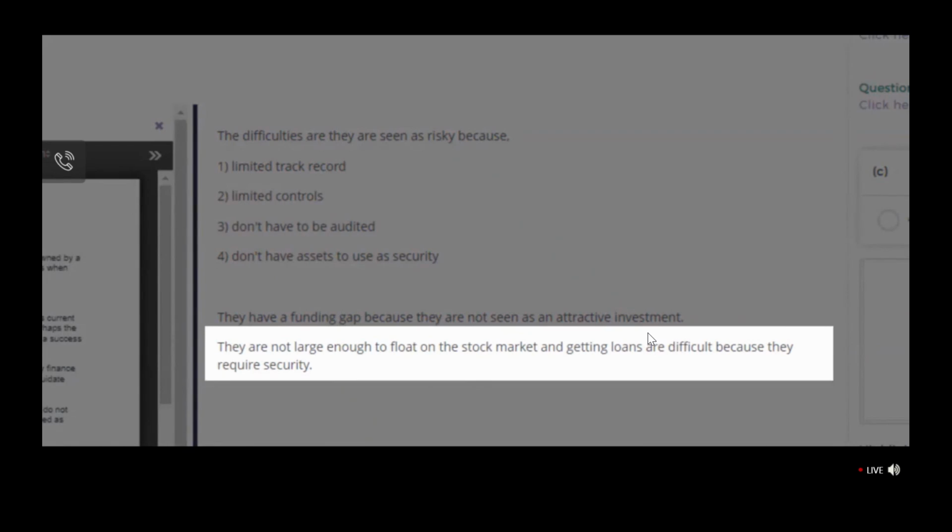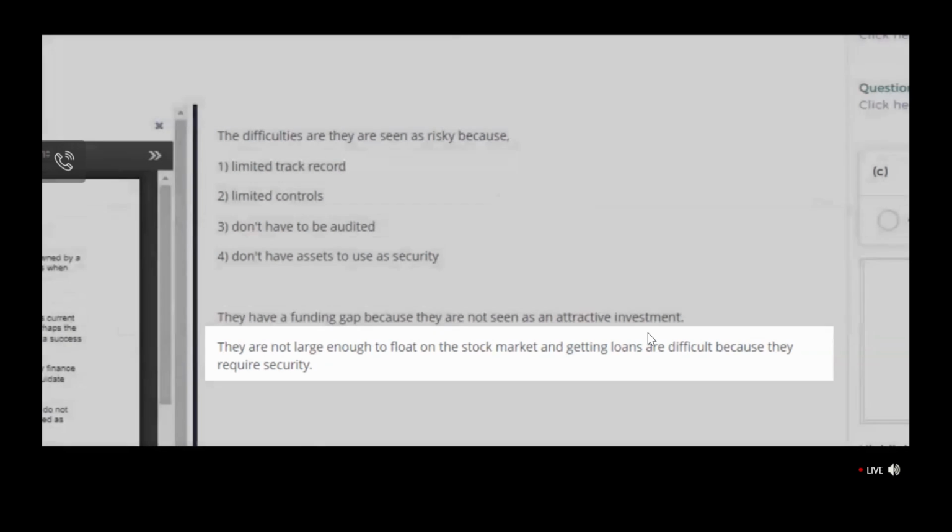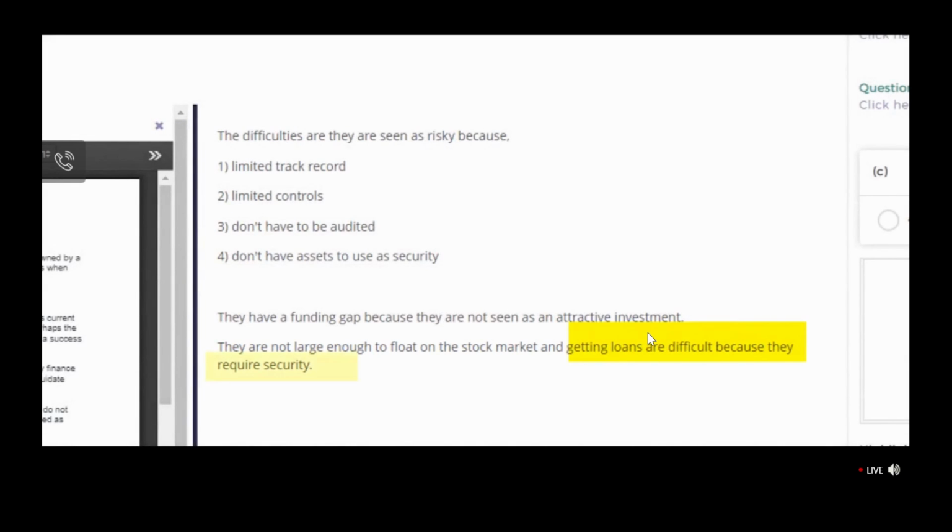The candidate then goes on to say they're not large enough to float on the stock market. That needs to be explained. So what? It means that they will struggle to raise equity finance from the markets. They'd have to look privately to venture capitalists or business angels. And then they go on to say getting loans are difficult because they require security. That is a good point. They don't have many assets available, and I think that point is clearly explained.